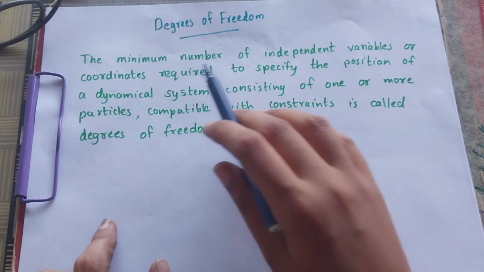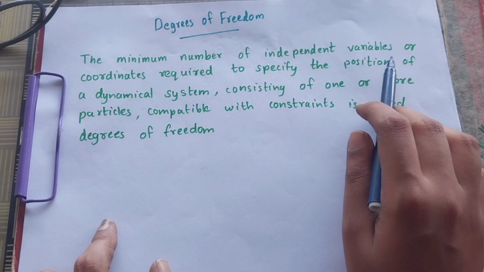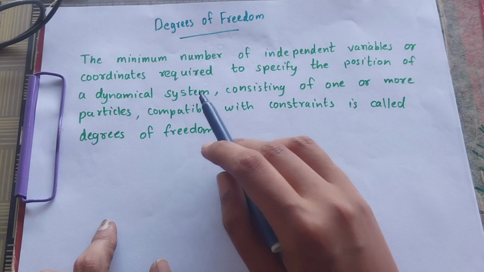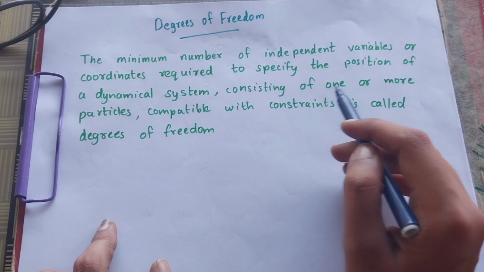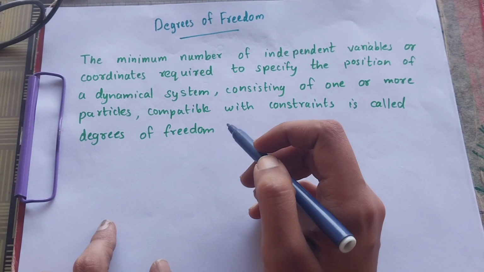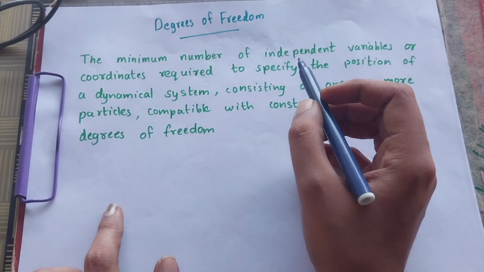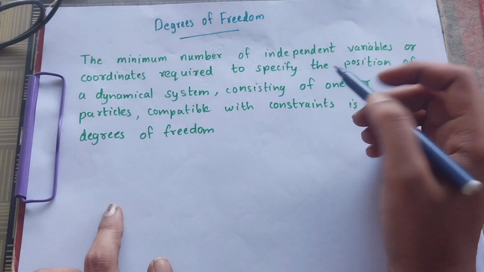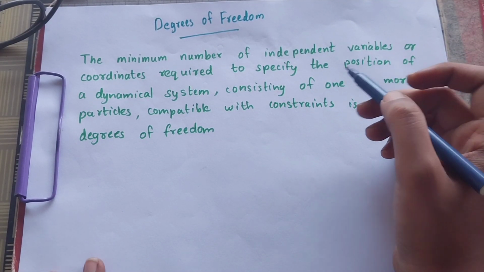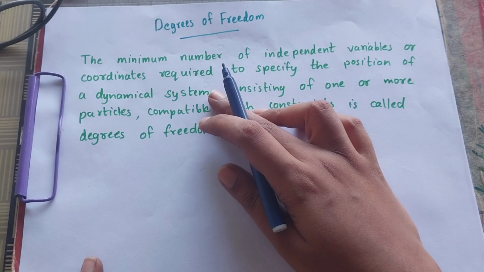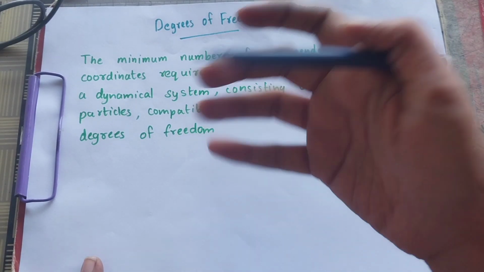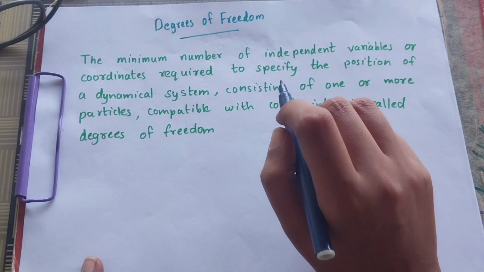So, the minimum number of independent variables or coordinates required to specify the position of a dynamical system consisting of one or more particles compatible with constraints is called degrees of freedom. Here, independent variables means mathematically one variable cannot be written in terms of other variables. Now, dynamical system means the state of that particular system evolves with time. Such types of systems are called dynamical systems.